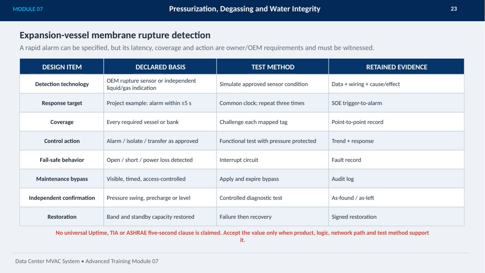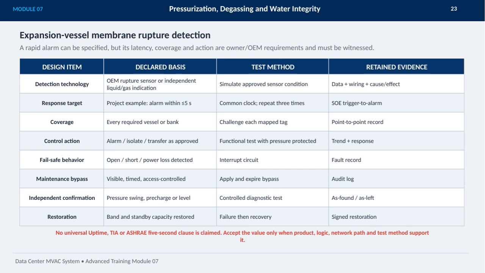Key design items include the detection technology, which can be either an OEM rupture sensor or an independent liquid or gas indication. The testing involves simulating approved sensor conditions to ensure the system behaves as expected, with a project example aiming for alarms within 5 seconds.